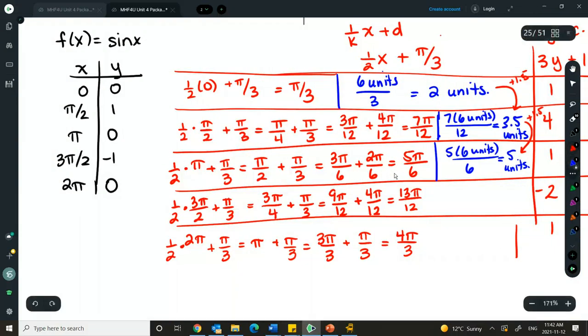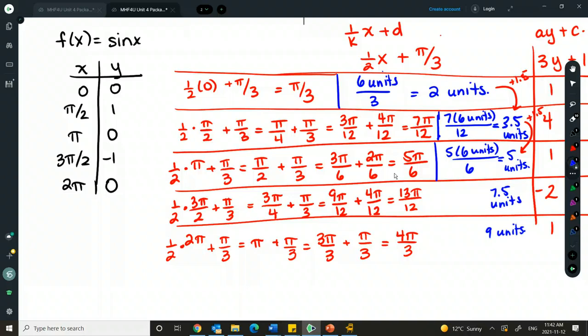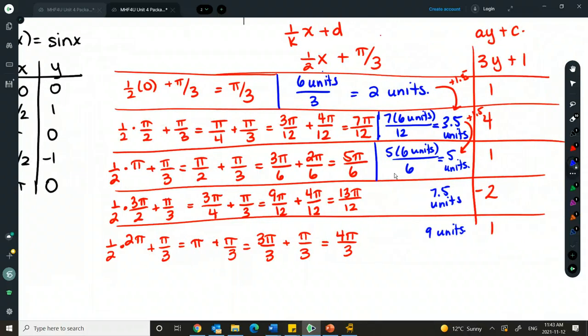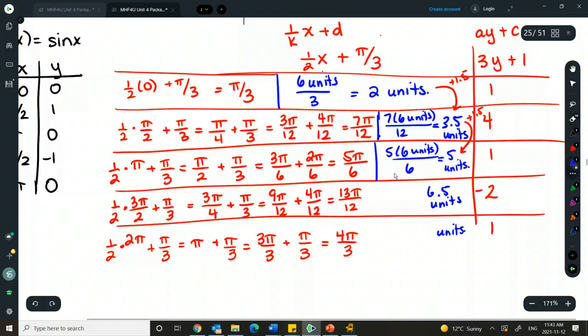So let's just finish this up. I'm going to add 1.5. I'll get 7.5 units. And then I'm going to add 1.5 one more time, and I'll get 9 units. Done. So let's plot the last 2 points. Jess? Yes, it should. Thank you. 6.5, and then that makes that 8. Sorry about that.